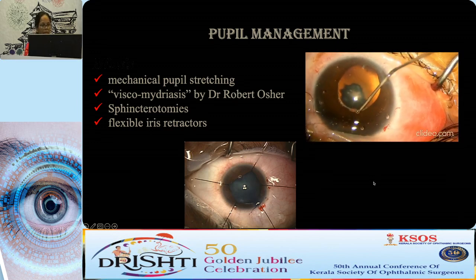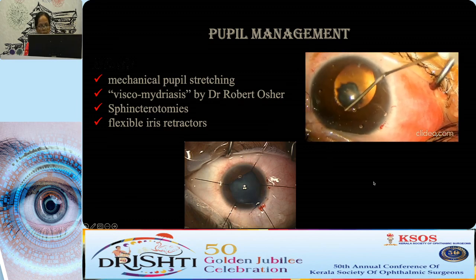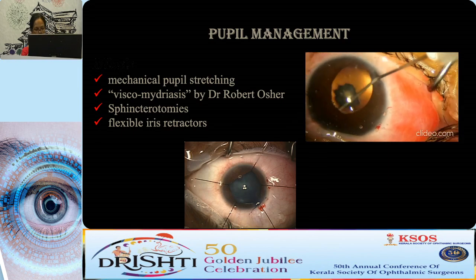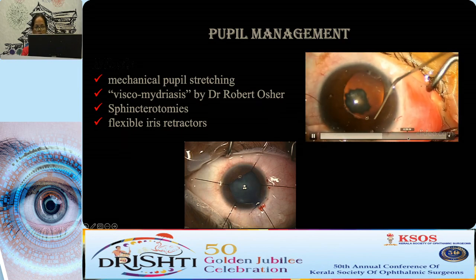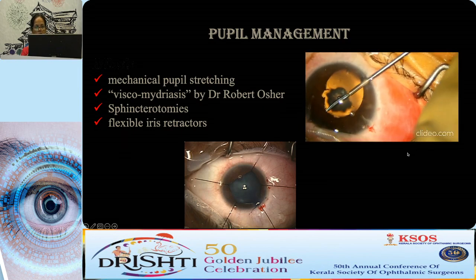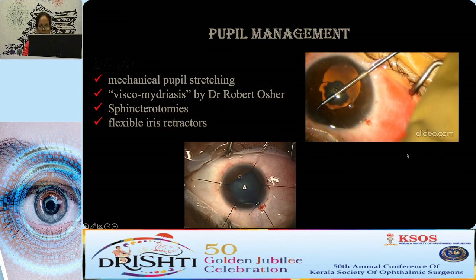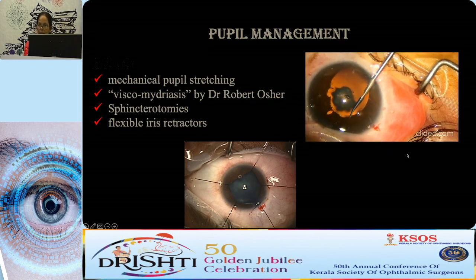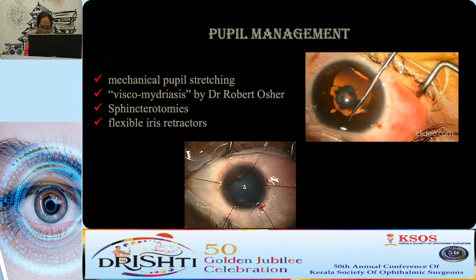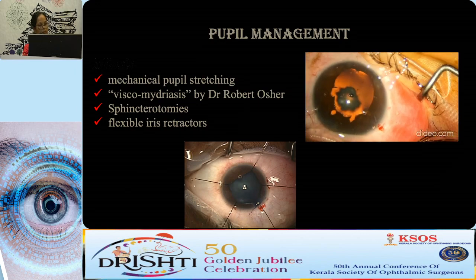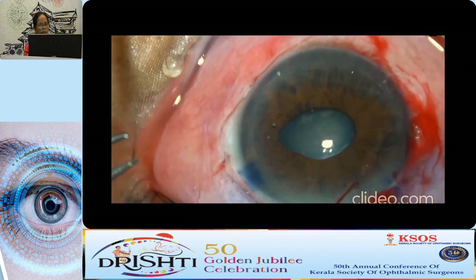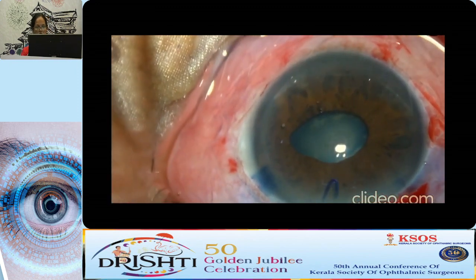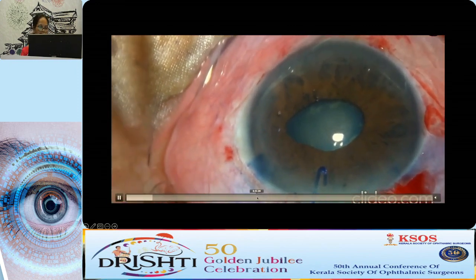And even flexible iris retractors can be used. This is sphincterotomy. So even though the pupil becomes irregular, your surgery becomes easier. This is iris hooks.